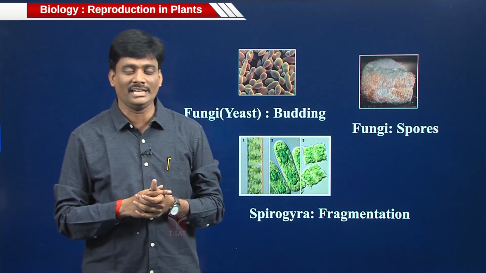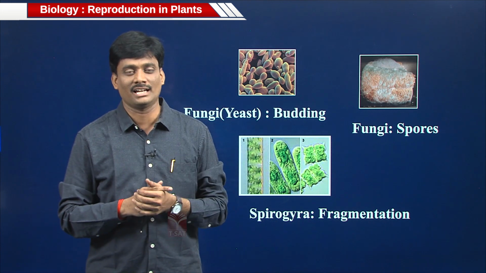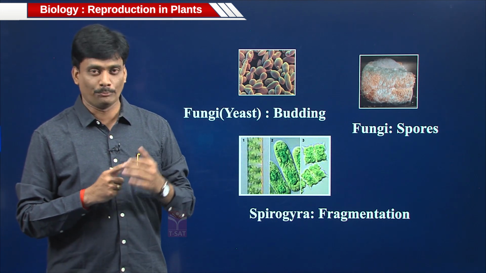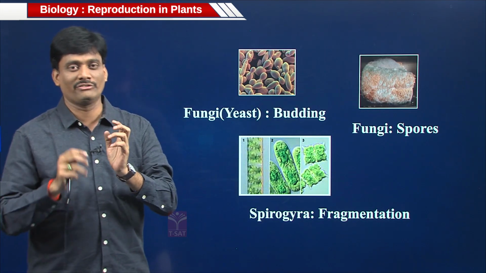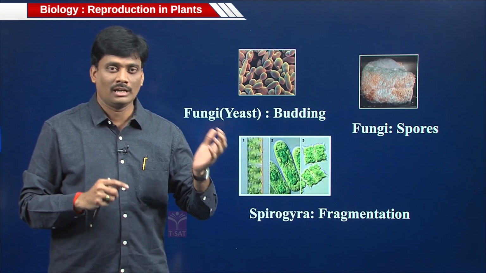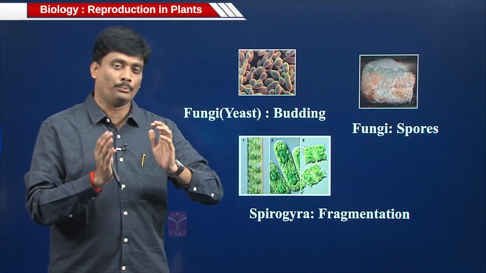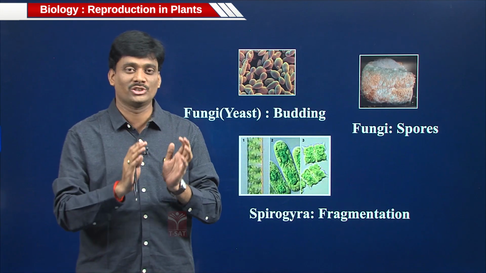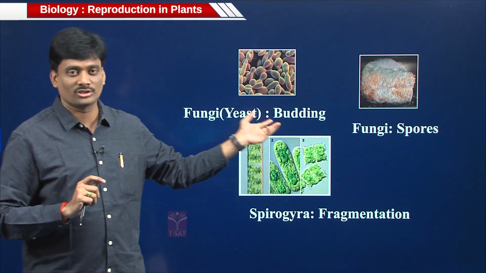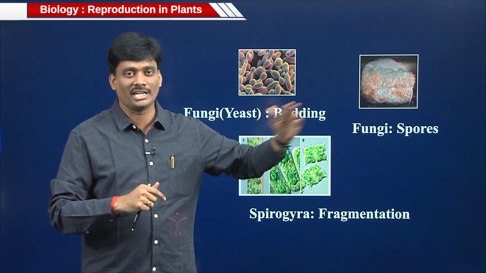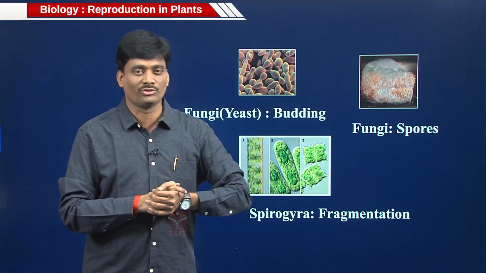And next fungi, where yeast is a good example. By a process called budding, from the body of yeast one bud bulges out, and it is separated from the parent's body, and then it becomes an individual plant. That is the process of budding. And next, in other lower fungi, we can observe spore formation.